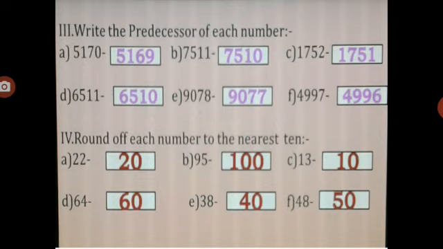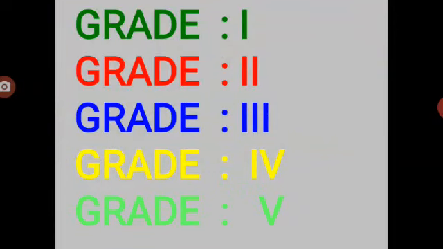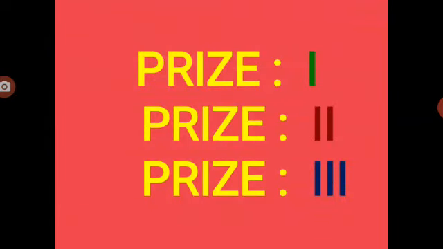Okay. See the next one. Today you learn about this one. See the slide first. See the window. Which one is written here? Grade 1, grade 2, grade 3, grade 4 and grade 5. These are called 1st standard, 2nd standard, 3rd standard, 4th standard and 5th standard. Then, if you have got prizes in your annual day and sports day, how are the prizes represented? 1st prize, 2nd prize, 3rd prize.